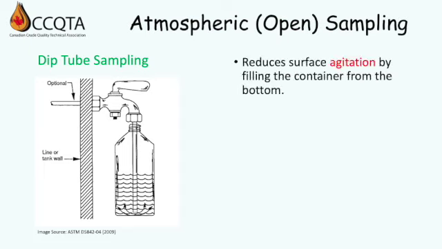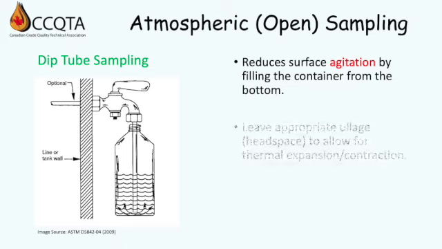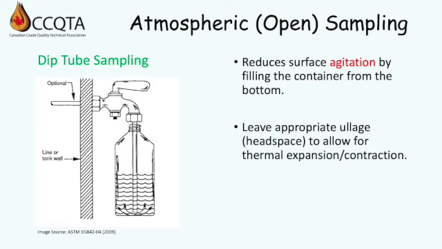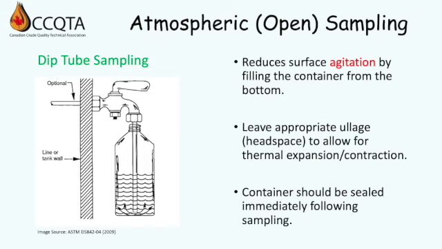The example diagram is specific to a tank with a tap. However, the same concept applies to any type of sampling situation by simply inserting your sampling outlet tube into the product while sampling. Make sure not to overfill your container and leave room for thermal expansion. And lastly, make sure to cap your sample immediately after sampling to avoid any further loss.